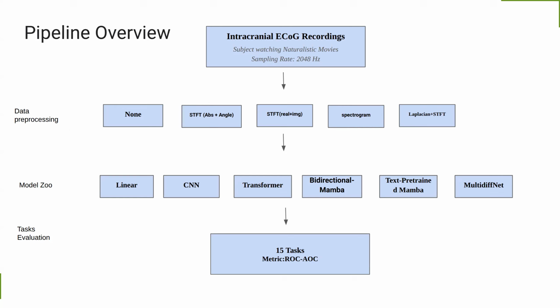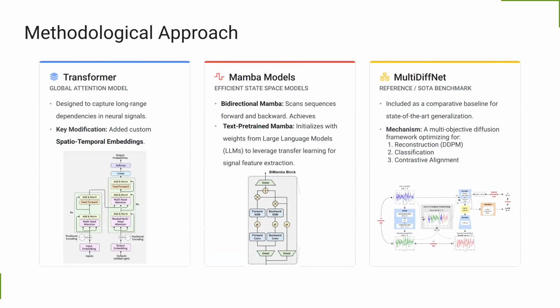Next, you can see our model zoo. We use the linear model as the baseline to measure the effect of CNNs, transformers, Mamba, and diffusion models. We evaluate these models across 15 downstream tasks using ROC AUC as the unified metric. Now let's focus on three advanced architectures.